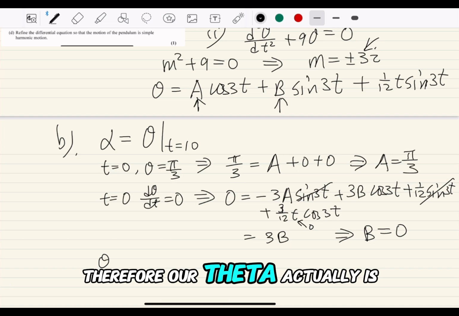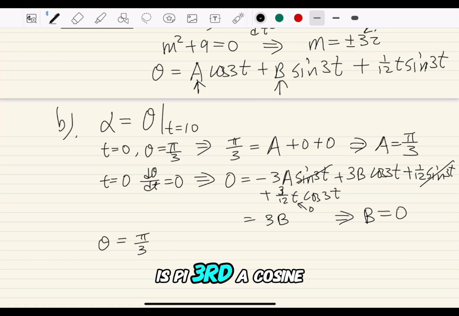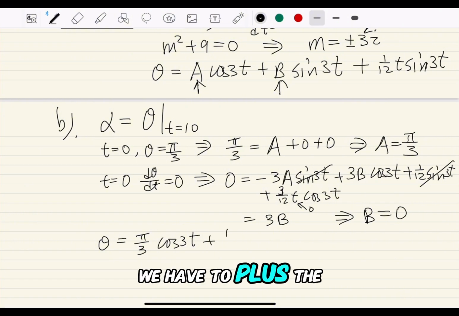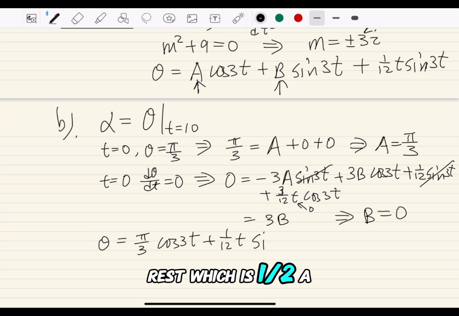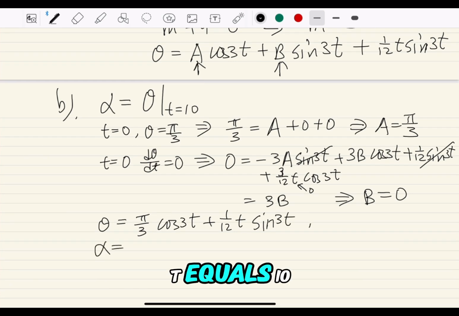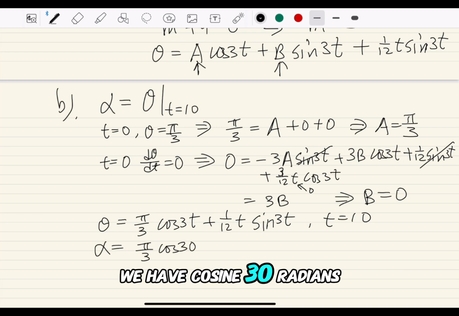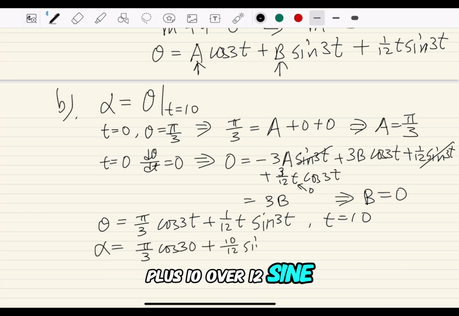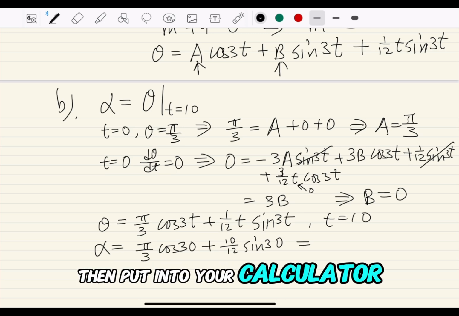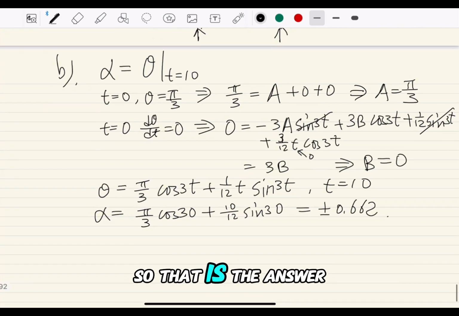Therefore, for this particular initial condition, theta is pi over 3 cosine 3t, and since b is 0, plus 1 over 12 t sine 3t. Now we need to evaluate when t equals 10. Putting it into the function, we have pi over 3 cosine 30 radians plus 10 over 12 sine 30. Then put it into your calculator. The answer will be plus or minus 0.662. So that is the answer for part B.